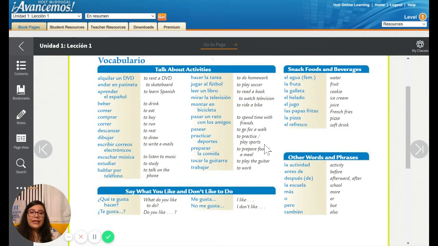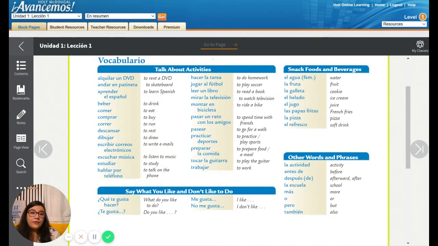And this section and this part of the lesson was pretty much focusing on identifying verbs, knowing how to tell if it's the verb with the AR, ER, or IR, or learning how to say if you like or dislike that activity, that verb. So you have all your activities here, and you have your definitions right next to it.